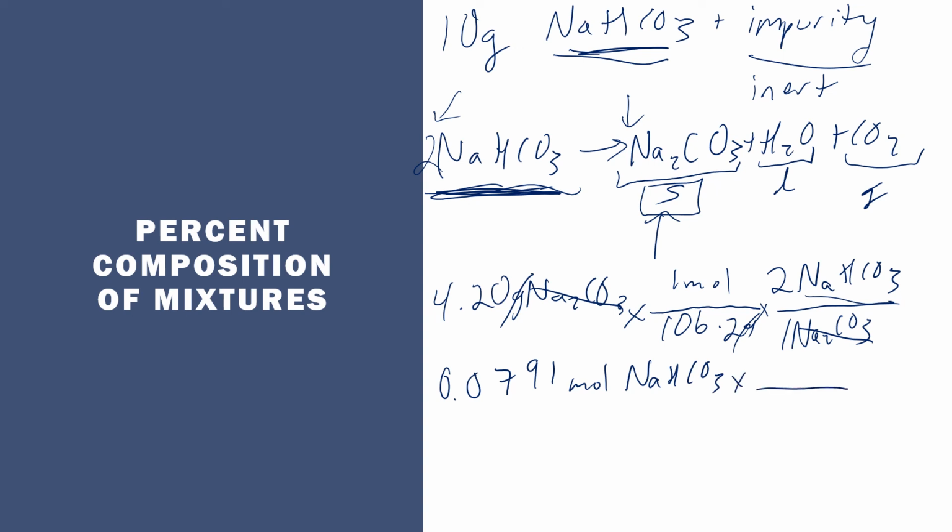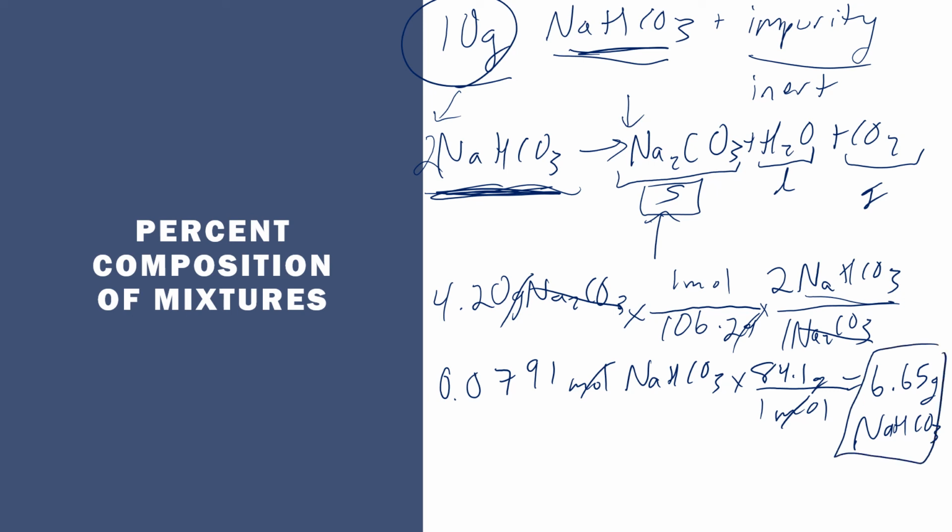And let's convert this back into grams using the molar mass of the NaHCO3. Its molar mass is 84.1 grams per mole. Now you could do this all in one line; I just ran out of space. Moles cancel, and then we can multiply to find the mass. So the mass there is 6.65 grams of NaHCO3. So that means of the 10-gram sample, 6.65 grams of that must be baking soda based on how much of our product we have left over.